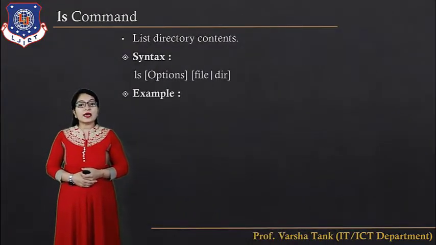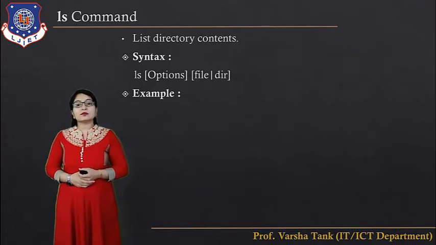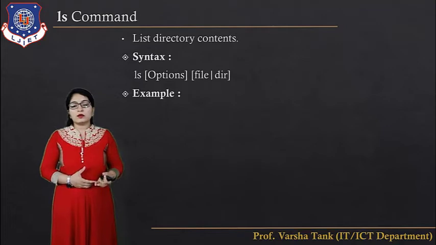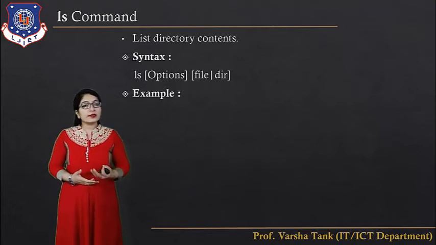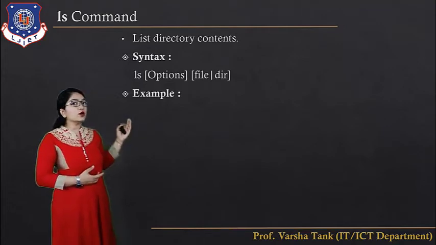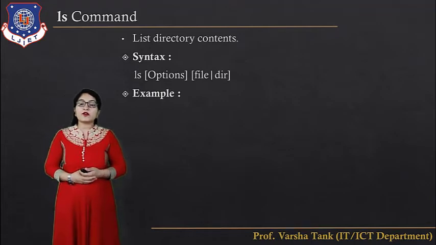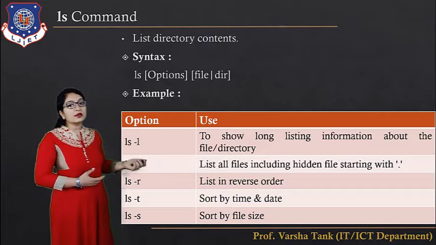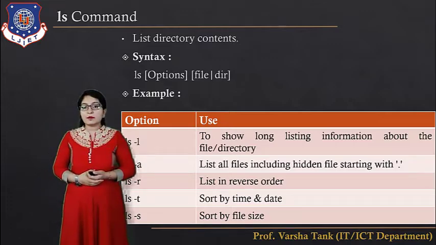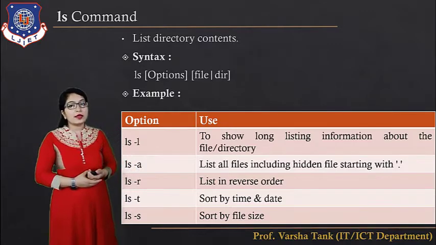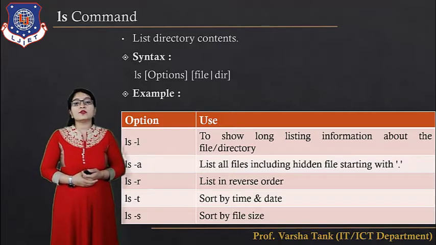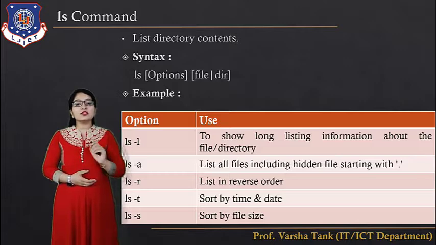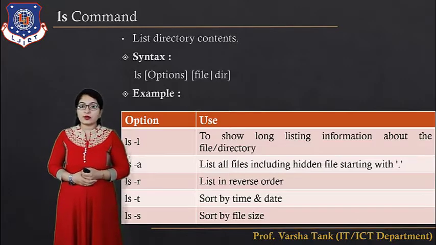Now next one is the ls command. The ls command is used to list the directory content, whether it is a file or a directory. The syntax is ls, options, files or directory. Here are the options for the ls command. If you write ls -l, it will show long listing information about the files and directories. If you just write ls, it will just print the names of the files and directories.